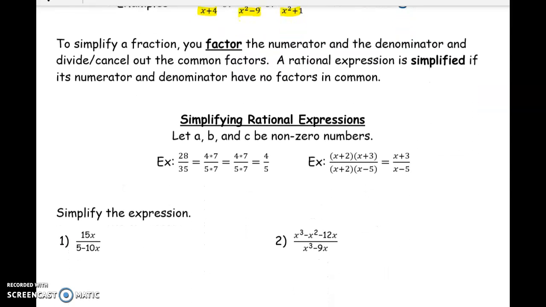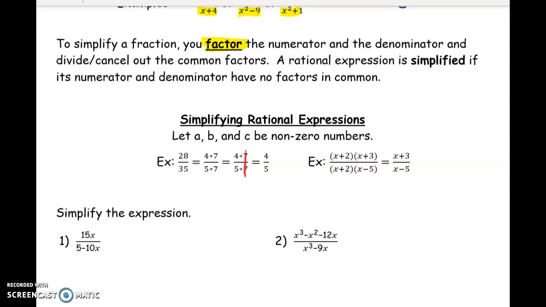But essentially, to simplify a fraction, all you want to do is factor the numerator and denominator and then cancel out any common factors. So anything that both the numerator and the denominator have. So you can see this example down here where I started with a basic example of fractions, 20 over 35. When we simplified that in the past, this is back in elementary school, you look for something they both had in common. They both have a 7, so you can actually cancel it out and be left with 4/5.